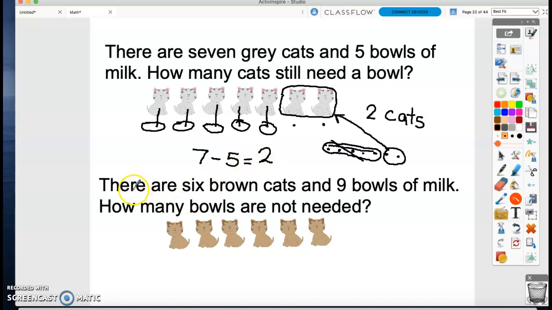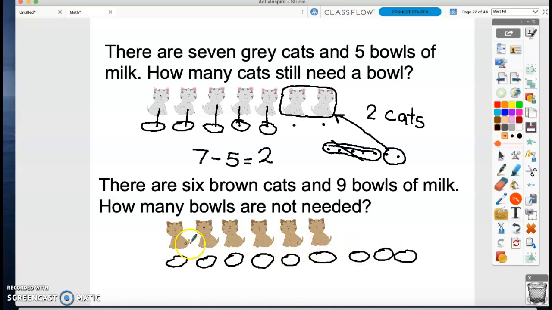The next problem says, there are 6 brown cats and 9 bowls of milk. How many bowls are not needed? So once again, I see cats, 1, 2, 3, 4, 5, 6, and I'm going to draw the 9 bowls. 1, 2, 3, 4, 5, 6, 7, 8, 9.